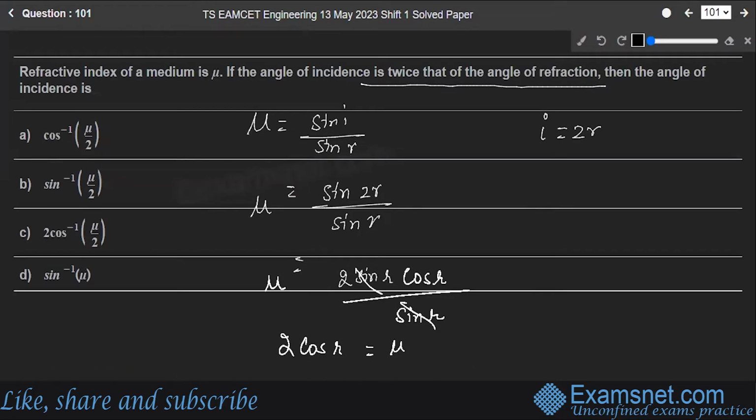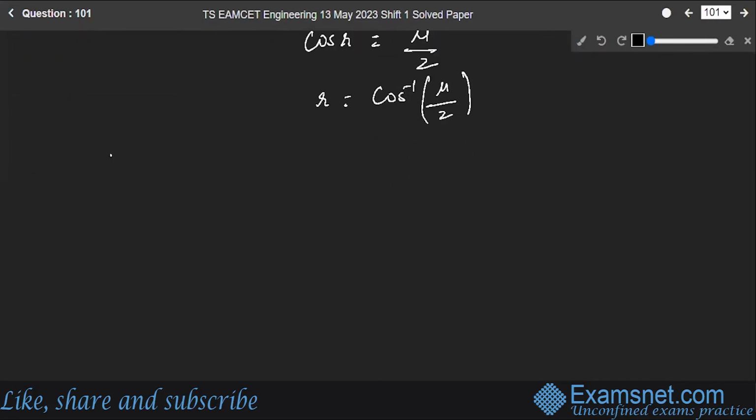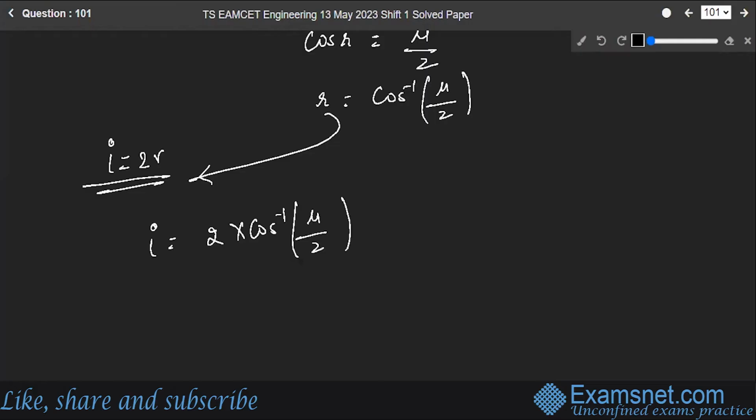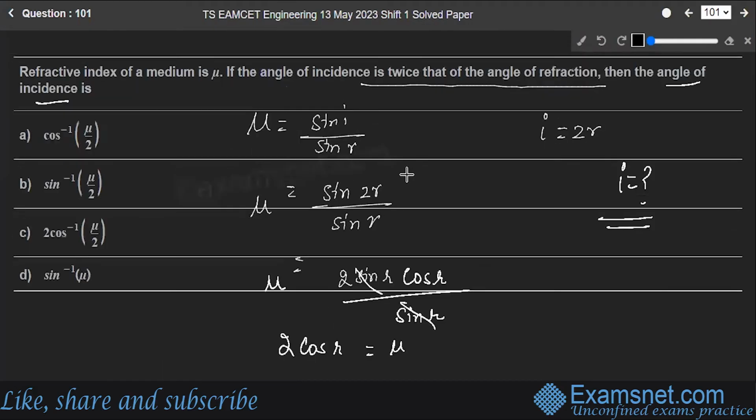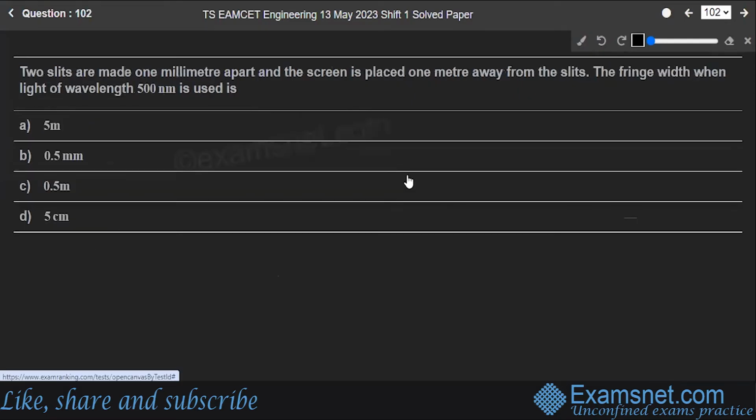Right, what you have to find out is the angle of incidence. That means you have to find out i. Okay, you know i is equal to 2r. It's given in the question. Let's fill in the value over here. So i is equal to 2 into cos inverse mu upon 2. That makes option C the right answer. Hope you got that. Next is question number 102.